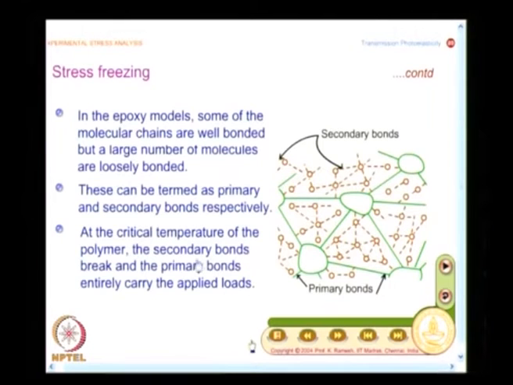This happens at the molecular scale. You will not see that at the critical temperature there is going to be a liquid plastic, no. Whatever the secondary bonds break into is similar to a fluid, and the primary bonds get compressed or elongated depending on whatever load you have applied, and even the loading design for stress freezing has to be carefully chosen, because the material properties change at the critical temperature.